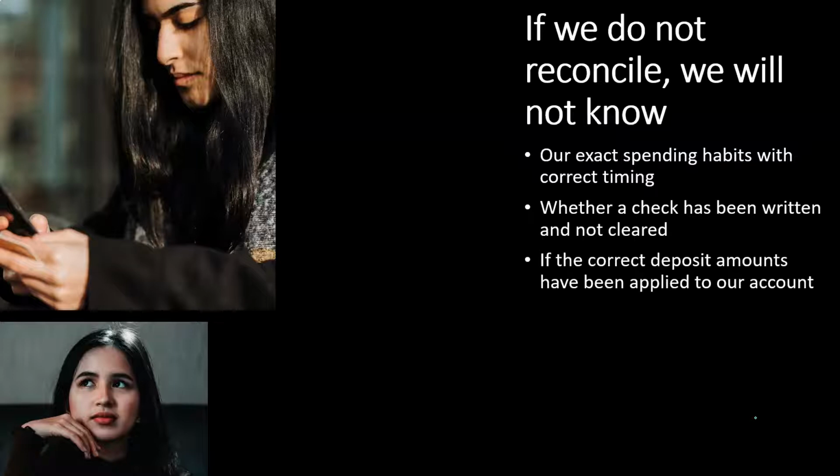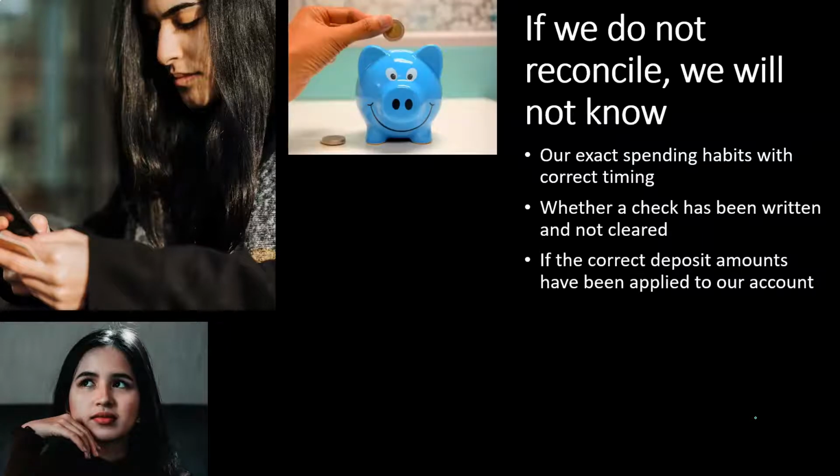We would also not know if the current deposit amounts have been applied to our account. The same thing applies on the deposit side. This will depend on where our deposits are coming from. If they all come from one source, like a W-2 employer, and are direct deposited, then we can be fairly certain of the consistency of the deposit.